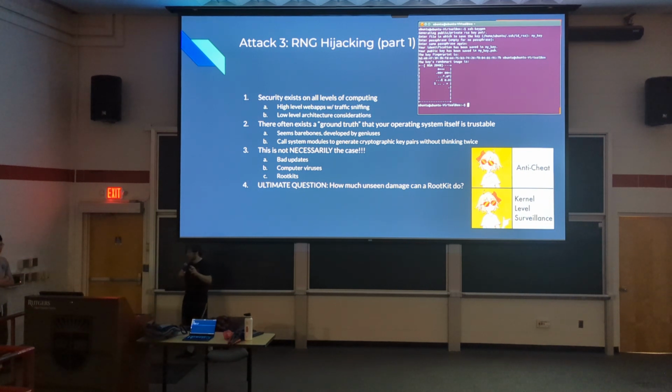If I create an RSA key, if I use my computer to create random numbers to use for AES or DSA or some kind of encryption, it should be fine, because how can you mess up a random number generator? But that's not necessarily the case. We can use malware to actually jank up the numbers for the RNG. So the ultimate question here is, how much unseen damage can our rootkit do to the random number generator?